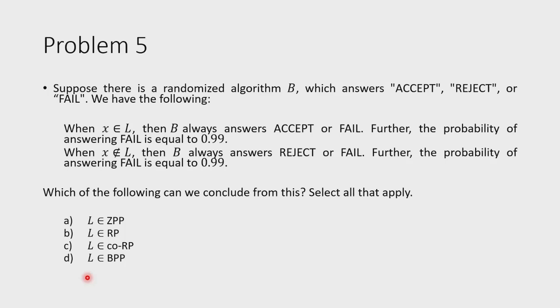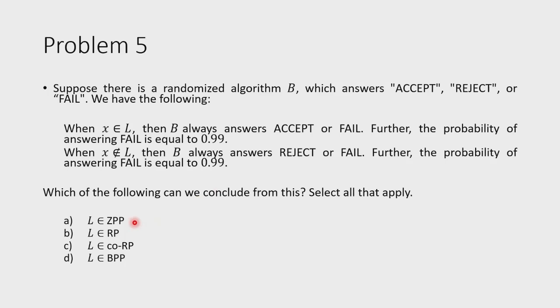Suppose I have defined RP like this, then is the new definition of RP the same as the old definition of RP? Yes, right. Why? Because of boosting. So let me ask you this again now. Does the 0.99 actually matter?